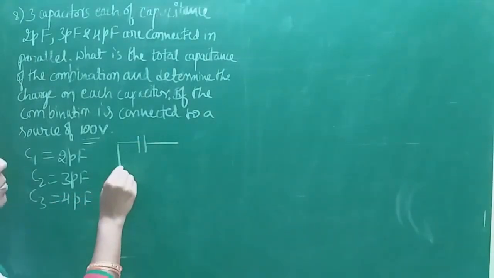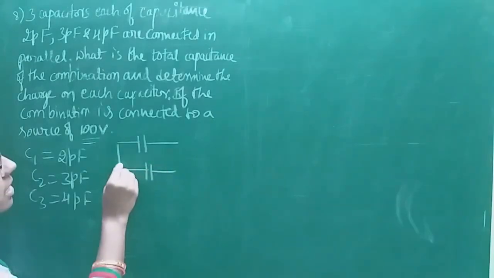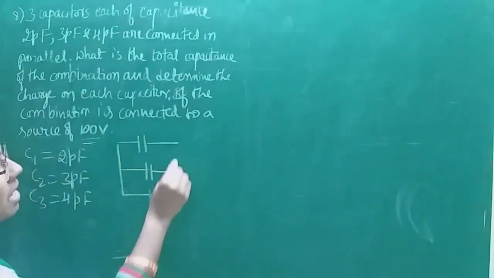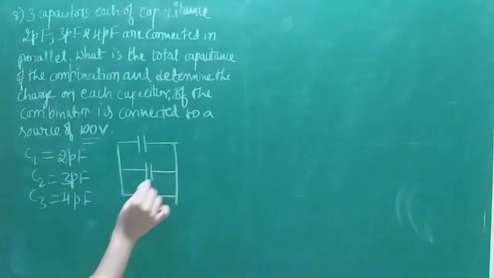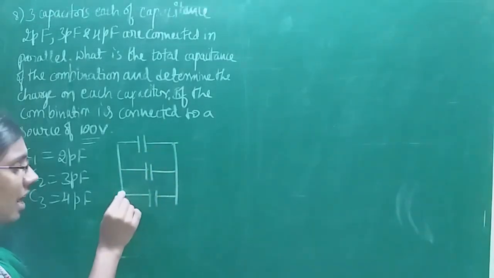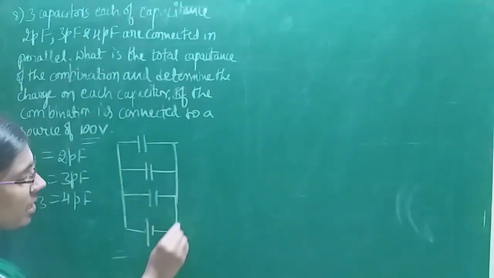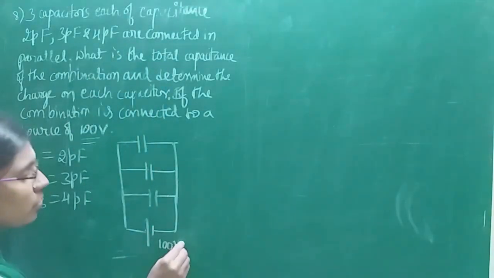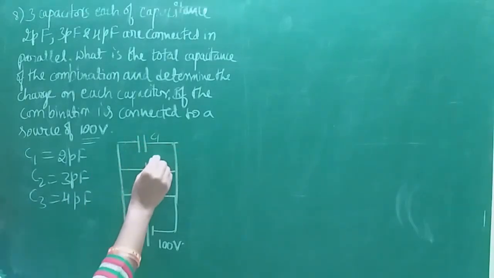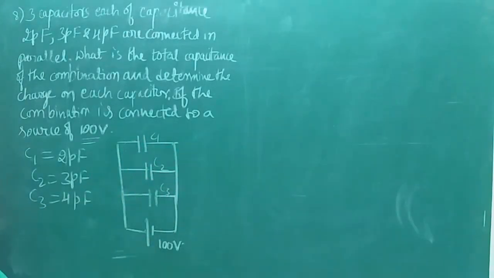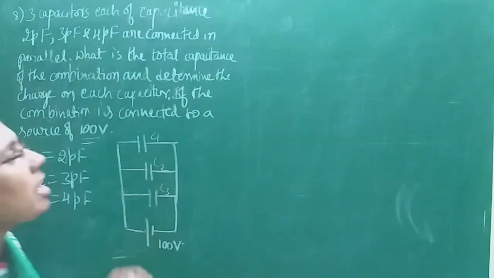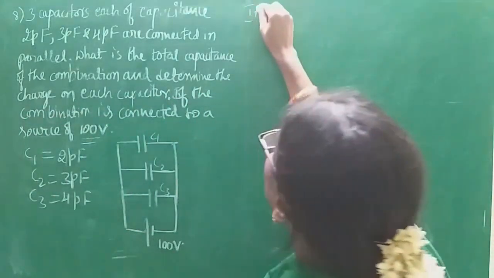See, the three capacitors are connected in parallel. Parallel means their common ends are connected. And this combination is connected to a 100 volt supply. This is C1, C2, C3. And we know one thing in parallel combination.